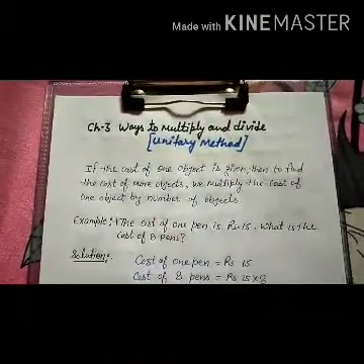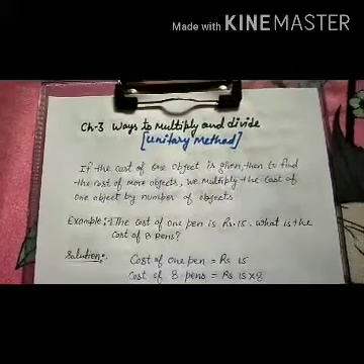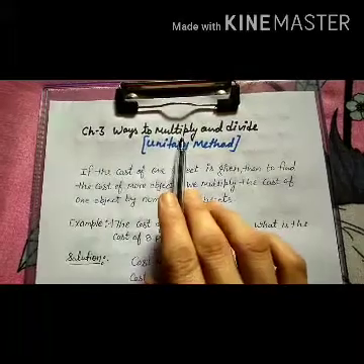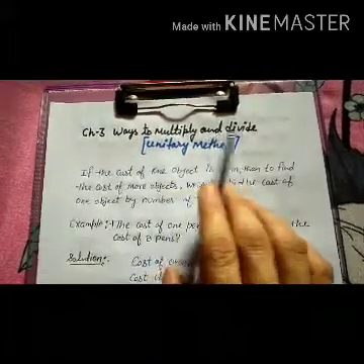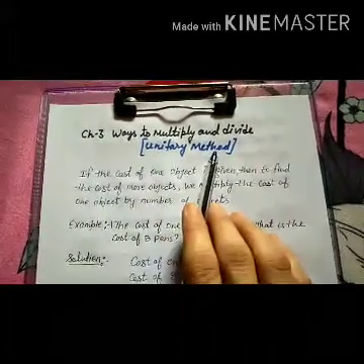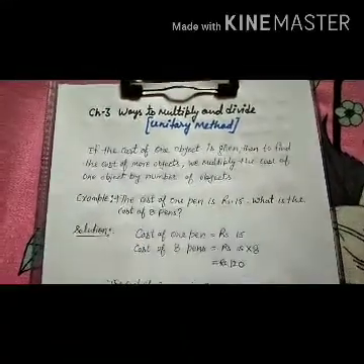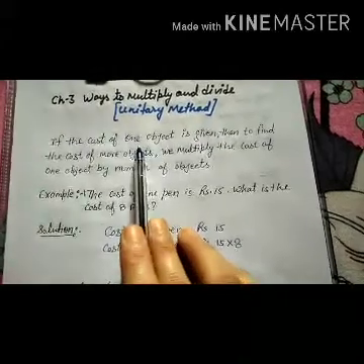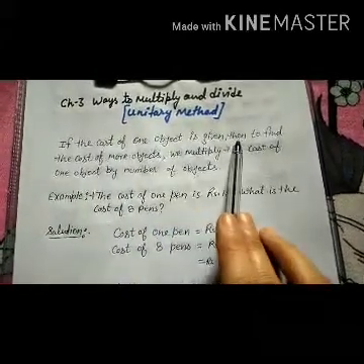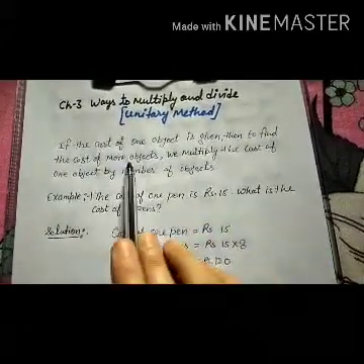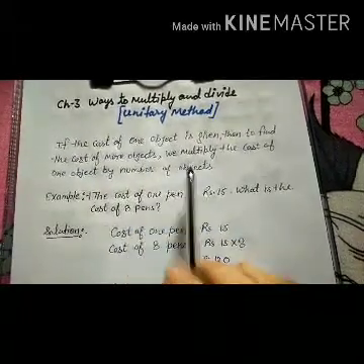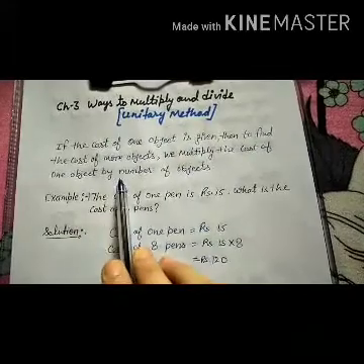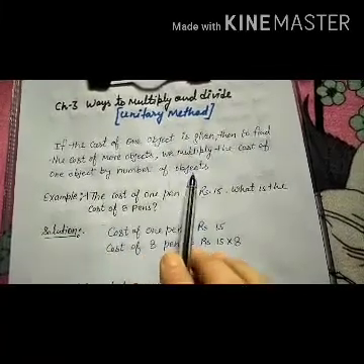Welcome to maths class. Students, today we are going to start a new chapter, number 3: Ways to multiply, add, divide with unitary method. Now, first we have, if the cost of one object is given, then to find the cost of more objects, we multiply the cost of one object by the number of objects.